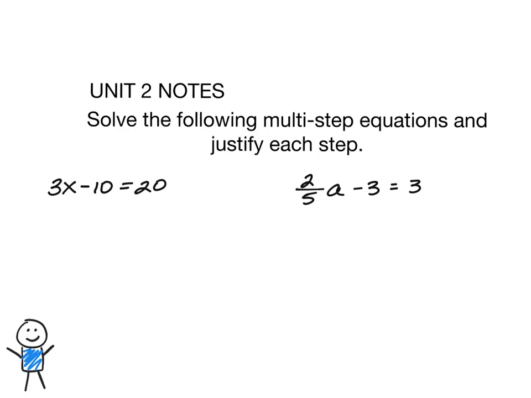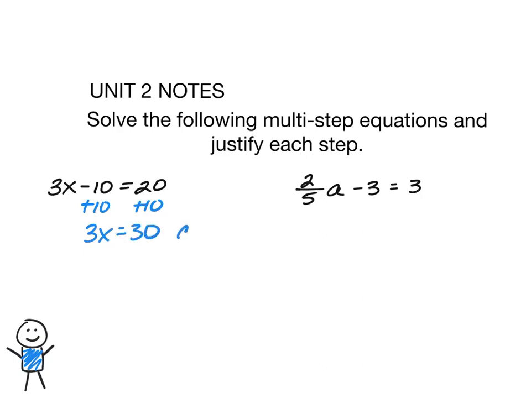Let's take a look at the first one here. It says 3x minus 10 equals 20. Well, there's no simplifying that I can do. There's no distributive property. So let's begin with getting rid of the addition or subtraction parts first. If I want to undo this negative 10, I'm going to add 10 to both sides of my equation here. And I can do that because of the addition property of equality. So I'm left with 3x equals 30.